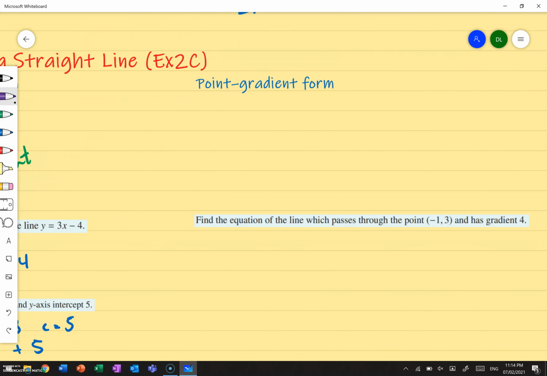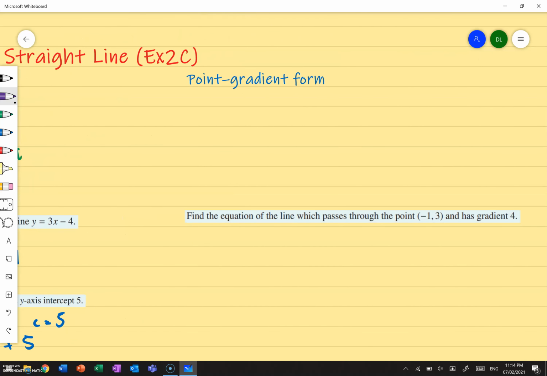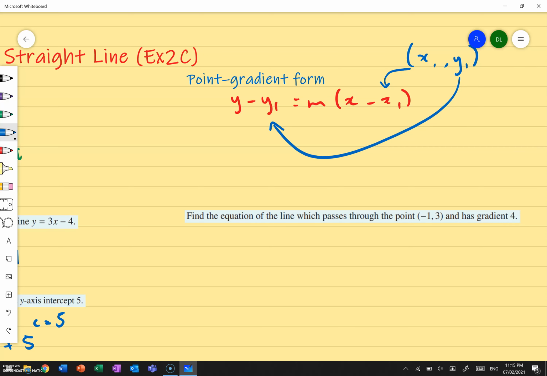I'm going to now look at point gradient form. So our point gradient form, we actually have the equation of y take away y1 equals m bracket x take away x1. So just as the form states, we are provided, or we're looking for, the point and the gradient. So our point comes from x1, y1, something that you should be generally quite familiar with. So x value goes in here and our y value goes there. Same idea with our gradient being over here and the y is over here.